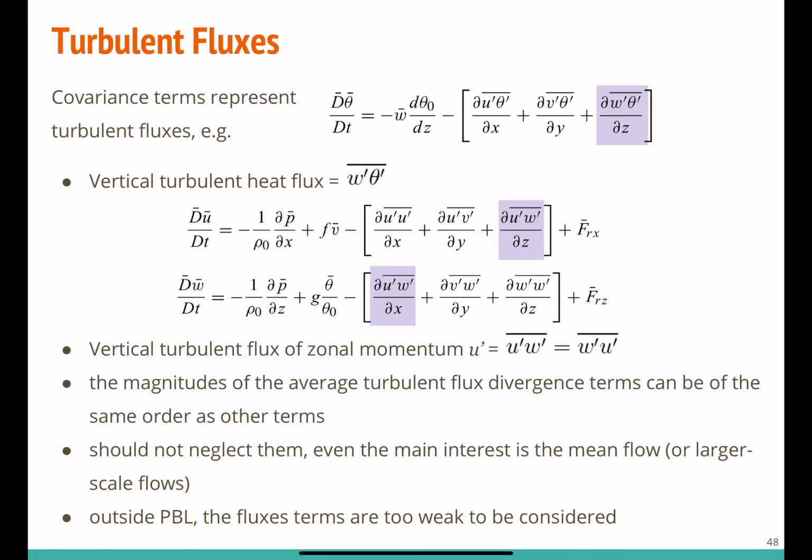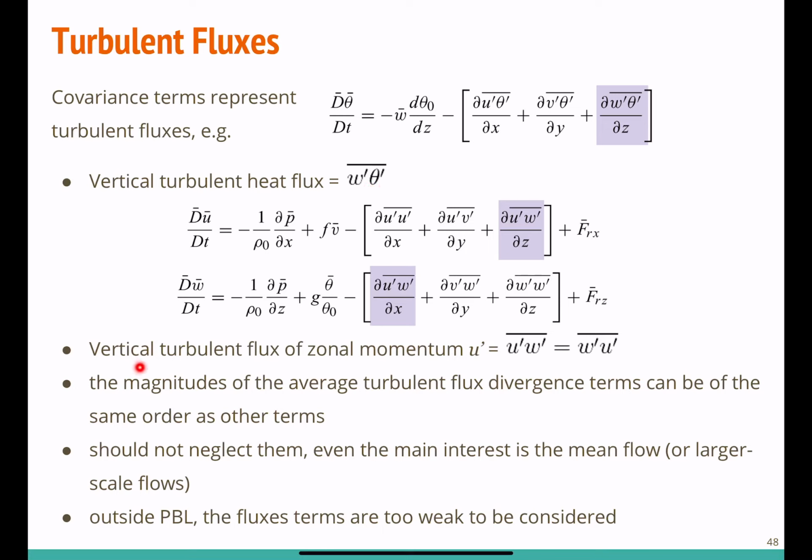Okay, so next we talk about different assumptions involved in the turbulent fluxes. Here we know that for the thermodynamic equation, we can also see the covariance terms. These terms represent the turbulent fluxes. For example, this one is the vertical turbulent heat flux. It's vertical, meaning this W here, and heat is represented by the turbulent potential temperature.